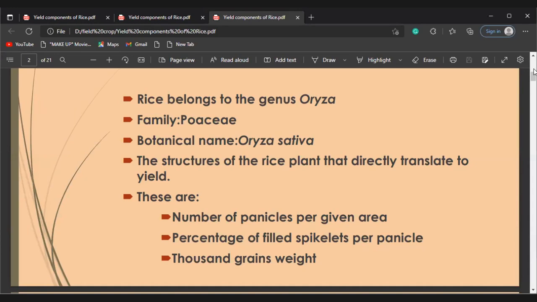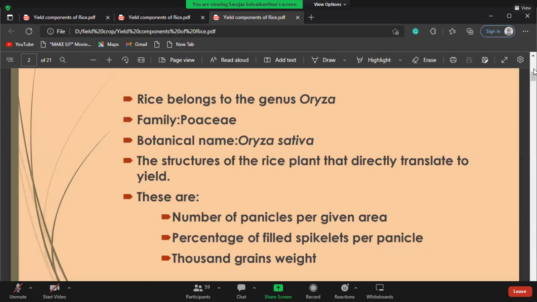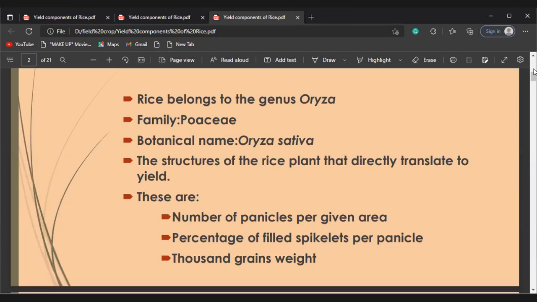What are the parameters which determine the yield component, the yield of the rice? The first one is the number of panicles per given area, in an area of 1 square meter. How many panicles? Then the percentage of filled spikelets per panicle. In the panicle, there are a number of spikelets. Assume it is nearly 100. In those 100, some are in good condition, which means filled. The rest of the spikelets will not fill fully.